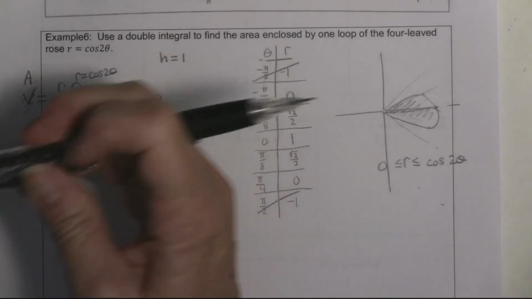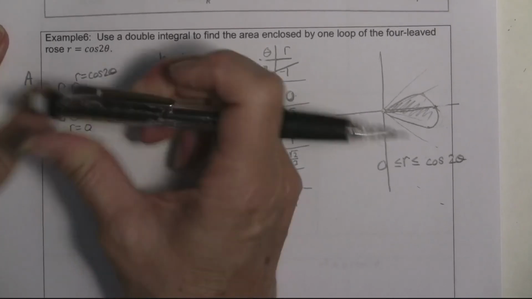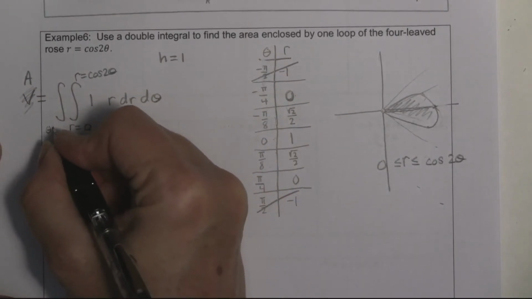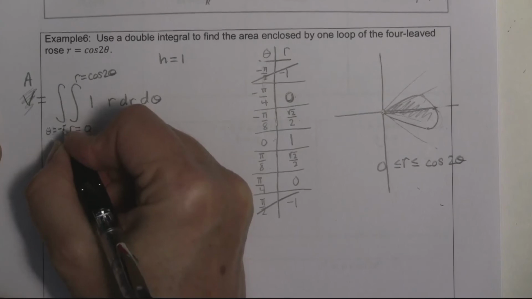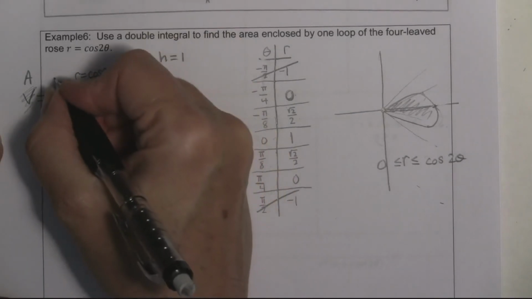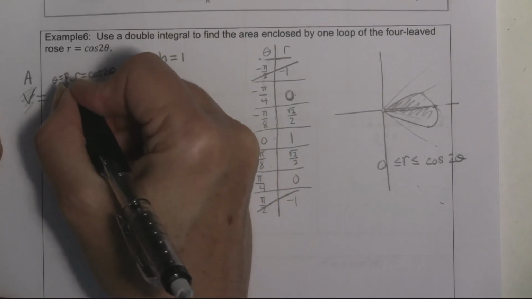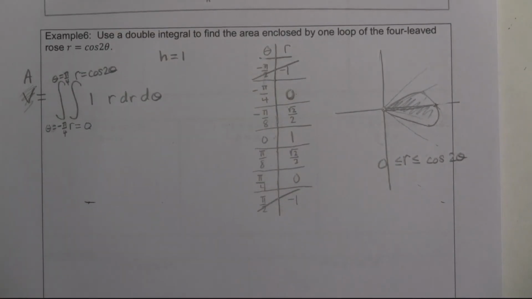Oh my gosh. Theta equals negative pi over 4 to pi over 4. I hardly can fit that in there.